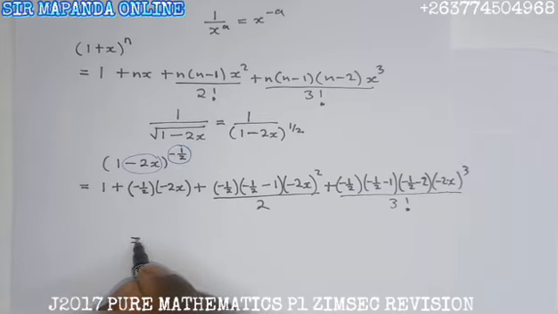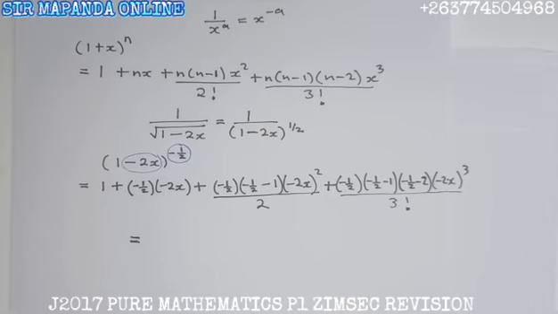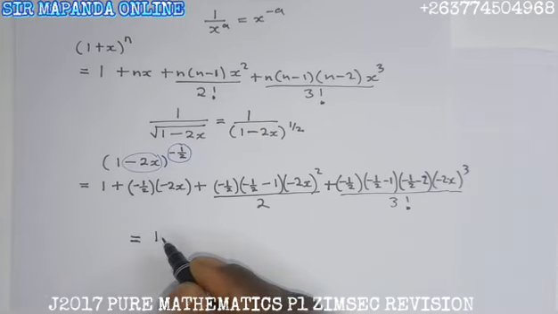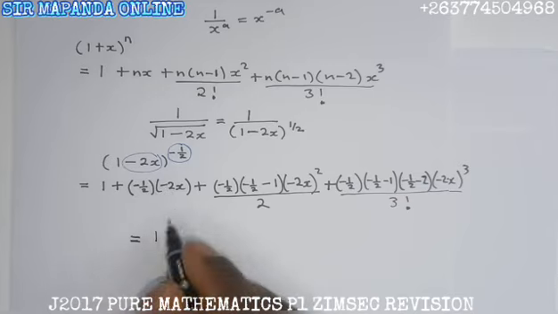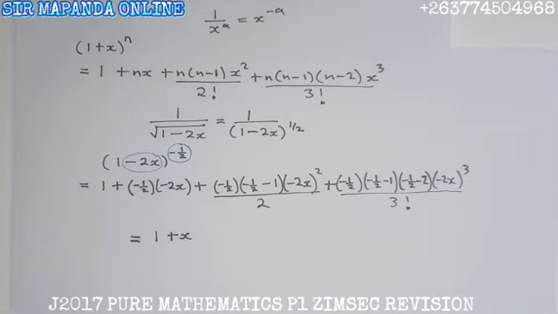So if we punch this in our calculator, what do you get? The first term is 1. Negative times negative is positive, 2 times a half is 1. So the second term gives you x. I hope you are following. We move on to the third term.